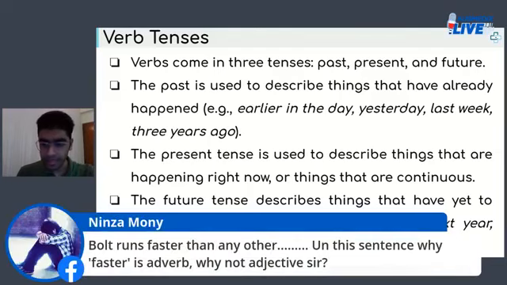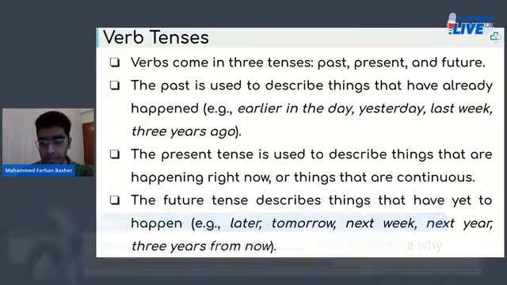Now, I think here Ninja has a question. Bolt runs faster than any other. In this sentence, why is faster an adverb, and why not an adjective, sir? Oh, well, you see, the word fast shares two common features. It can be considered an adverb. It may also be considered an adjective. Now, it depends on how exactly you are using it.